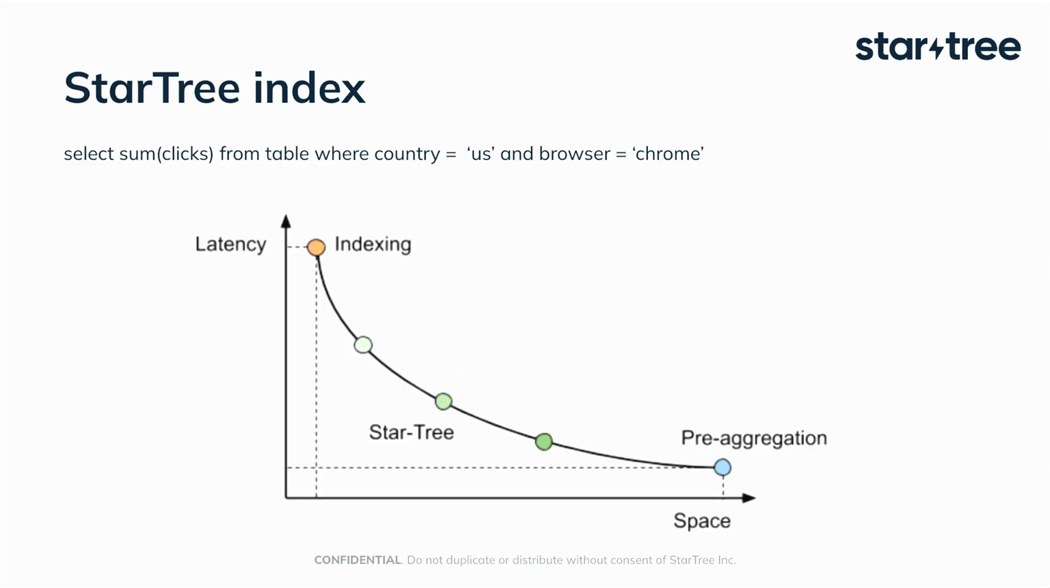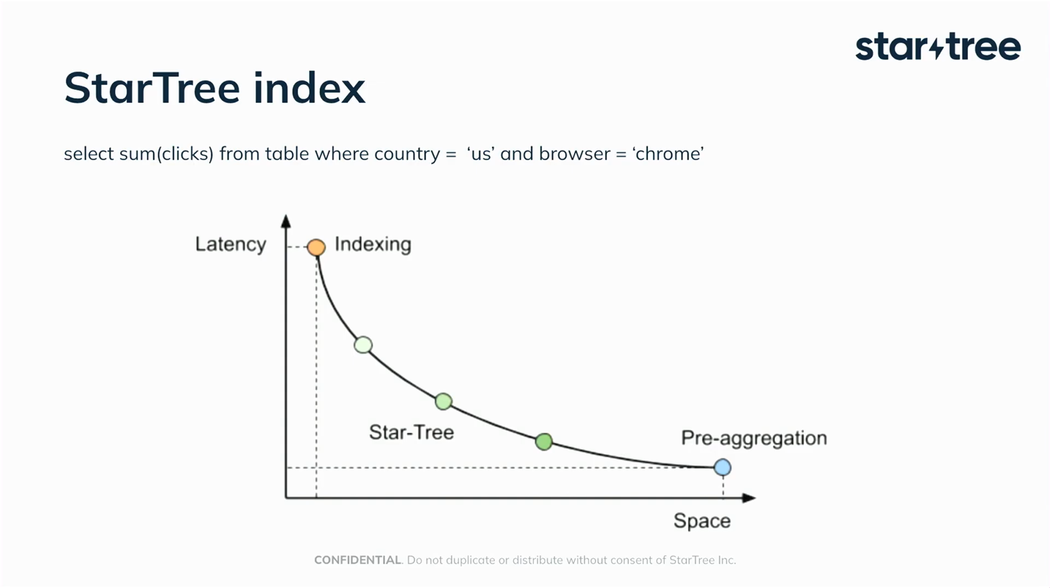If you think in simplest terms, you can either index each and everything and depend on the index to do aggregation in real time, or you can pre-aggregate each and everything, which will increase the space needed to create that index. StarTree index lies in between these two, and you can easily configure it to determine how much data you want to be pre-aggregated to save on space, while at the same time providing the appropriate latency benefits.